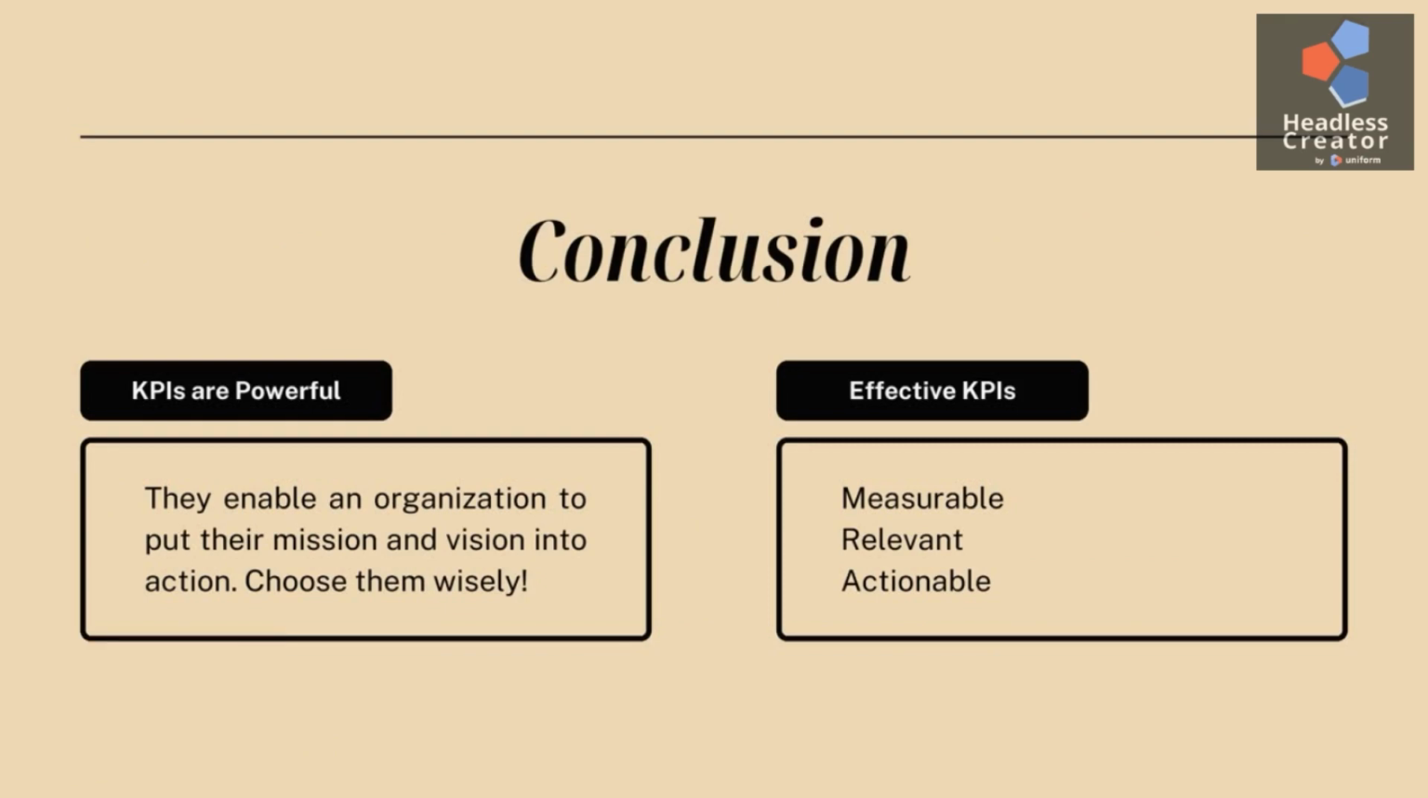So just to conclude on this, KPIs are a very powerful tool. They really are a mechanism that the overall organization and the leadership can use to drive the mission of the company and make sure that things are being done the way they need to be done. So choose them wisely. Make sure that they're very clearly communicating what the team needs to do. And of course, the indicators of effective KPIs are that they are measurable, they're relevant, and they're actionable.